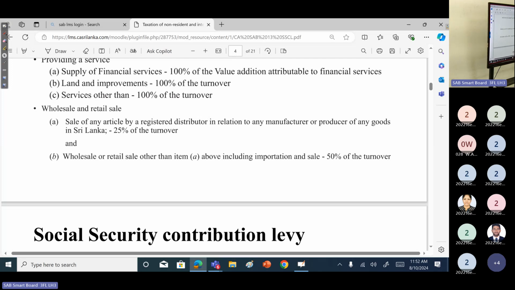Remember, import and local sales, import also he can be considered as a distributor. But it's not the case, because the registered distributor means a manufacturer who appoints a distributor. That means a local manufacturer who appoints a person as a distributor to sell his product in Sri Lanka at the given price by the manufacturer. Right? The price of the goods is also determined by the manufacturer.